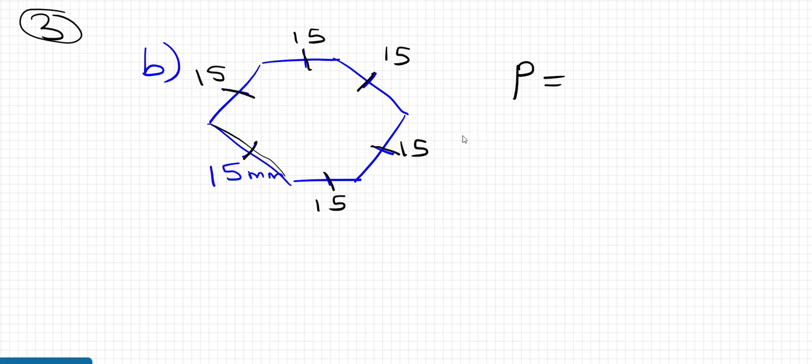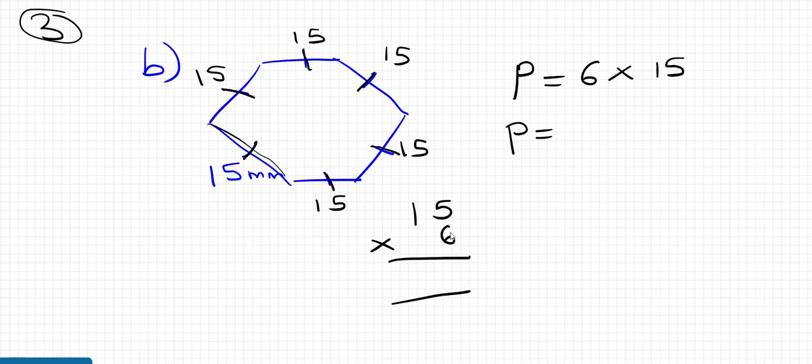Or a faster way is, well, if I know there are 6 sides, I can just go, okay, my perimeter is equal to 6 times 15, or 15 times 6. I'm going to use multiplication because I think it'll be quicker. If you decided to add them all up, that's fine as well. 6 times 15, I can use an algorithm to help me.